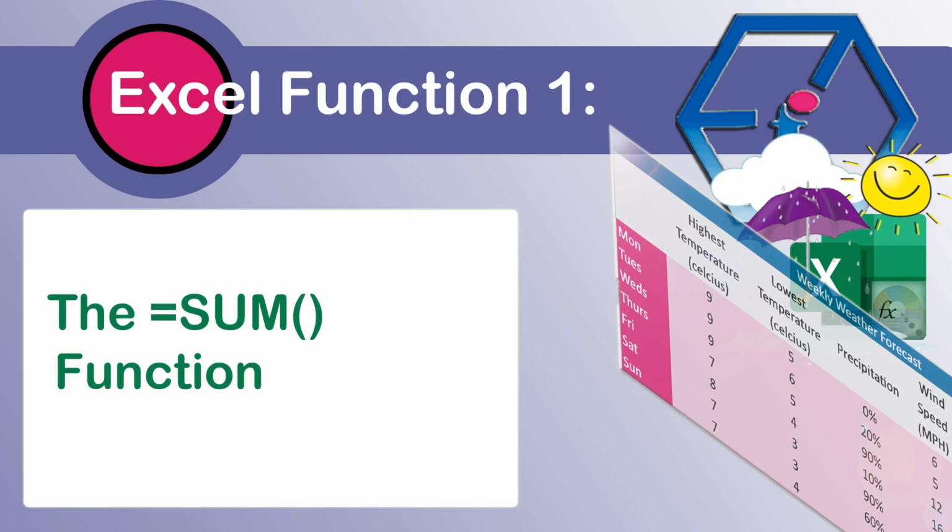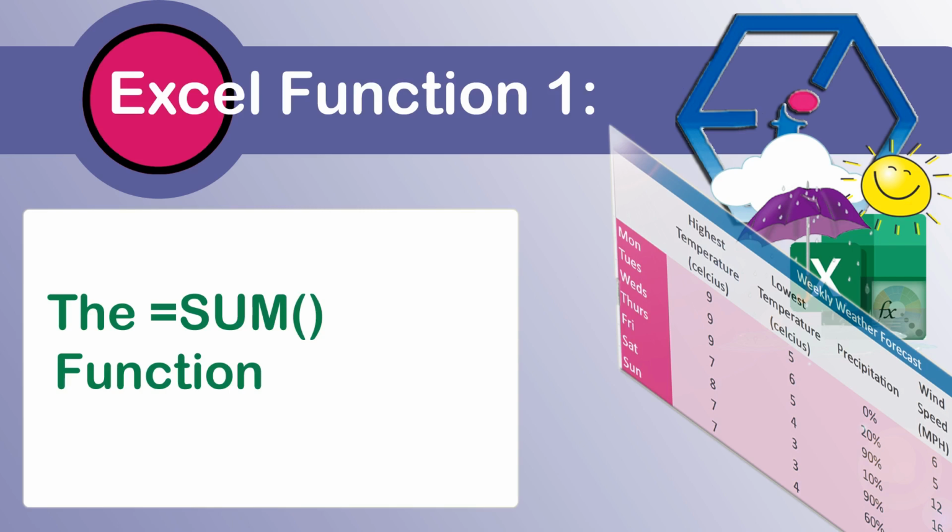The sum function. All Excel formulas start with an equals sign followed by the function name and an open bracket, then followed by the arguments and values being calculated, with a closing bracket to finish off the formula. The function is the part between the equals sign and the open bracket. In this case, sum. The function name tells the formula what sort of calculation or operation to perform.